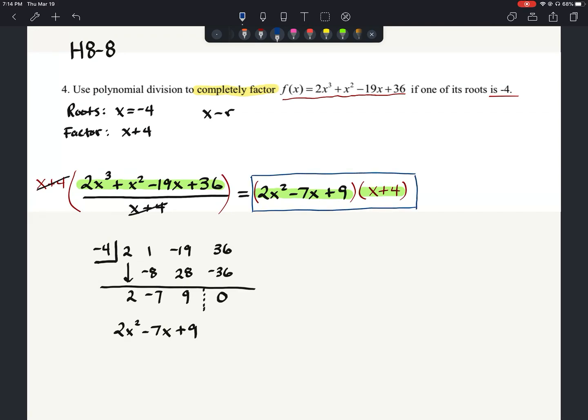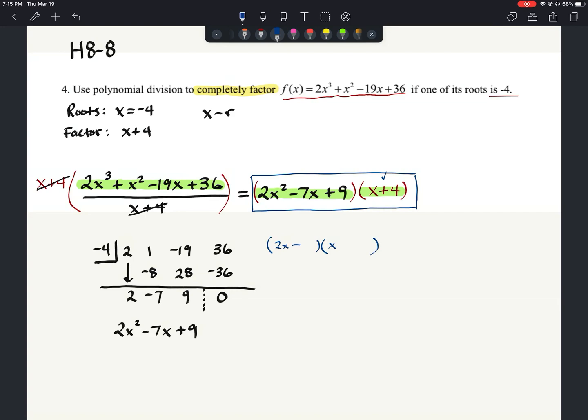Now it says factor completely, so one thing you always want to do is double check to make sure that none of the factors we have will factor anymore. The x plus 4 does not factor anymore. And then when we look at 2x squared minus 7x plus 9, if you were to try to factor it, we'd have a 2x here and an x here.